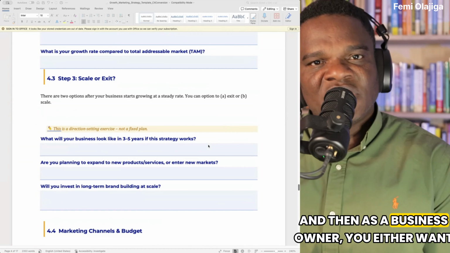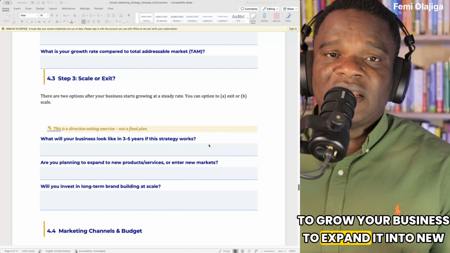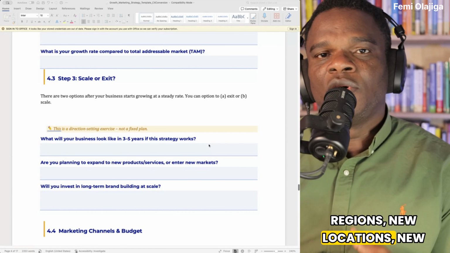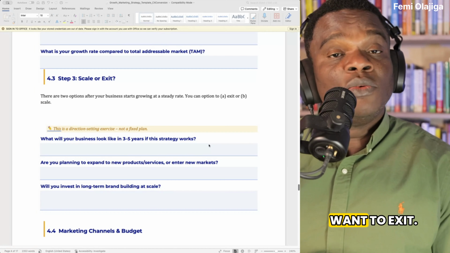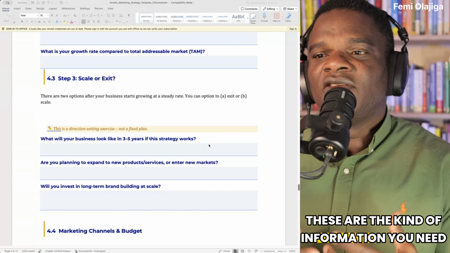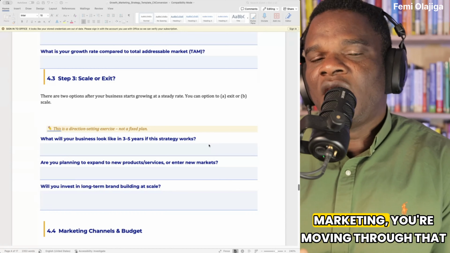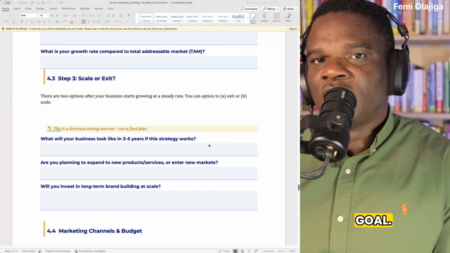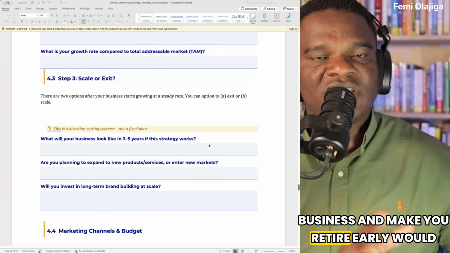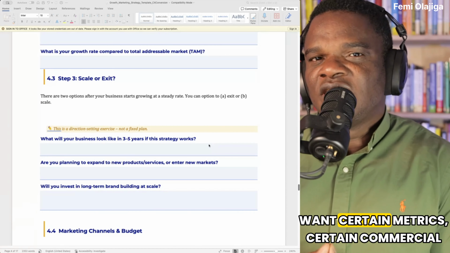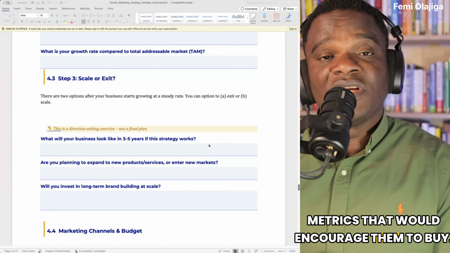And then as a business owner, you either want to grow your business, to expand it into new regions, new locations, new product ranges, new service types, or you want to exit. These are the kind of information you need to write down. So whatever you're doing in your marketing, you're moving through that goal. Whoever is going to buy or take over your business and make you retire early would want certain commercial metrics that would encourage them to buy.